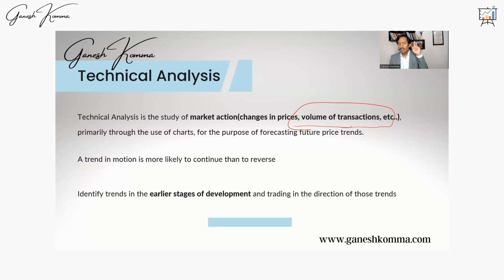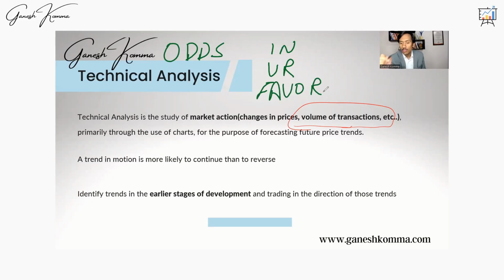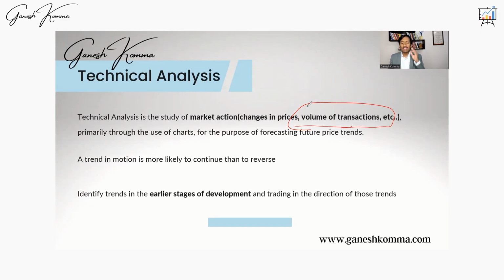Always remember, whoever is a beginner in the stock market, it is all about having odds in your favor, right? Having odds in your favor. So what are all the things you consider about the market, and more odds in your favor, that reflects your success ratio, right? And a trend in motion is more likely to continue than to reverse, right?